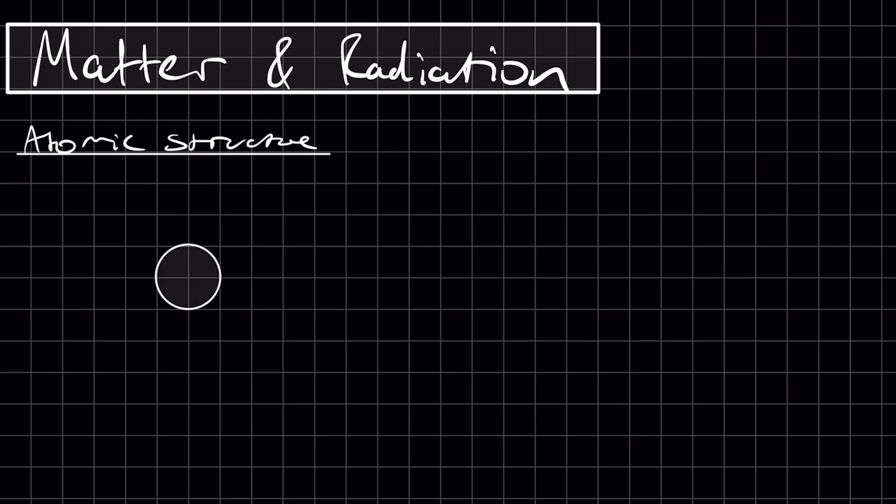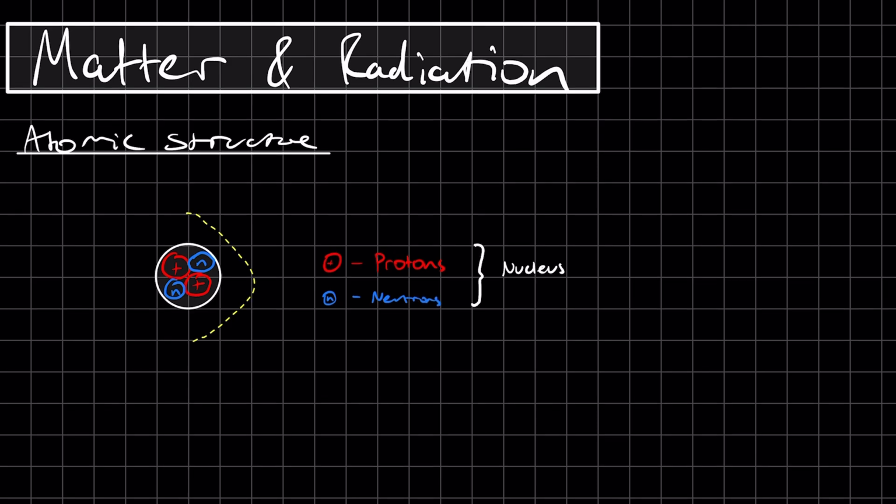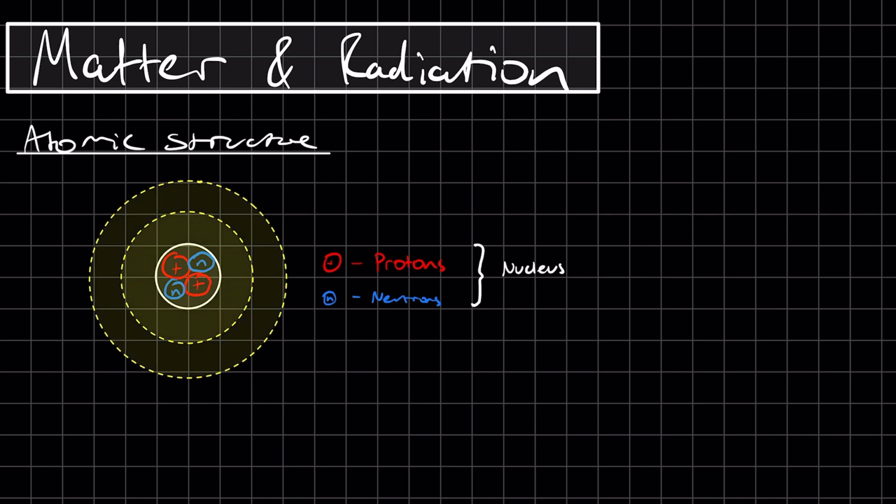The first lesson will be on matter and radiation, chapter 1 of the AQA A-level Physics specification. The first thing to consider when discussing matter and radiation is atomic structure. The structure of an atom is as follows: a central positively charged dense nucleus, which is composed of protons or neutrons, the collective term for protons or neutrons being nucleons.